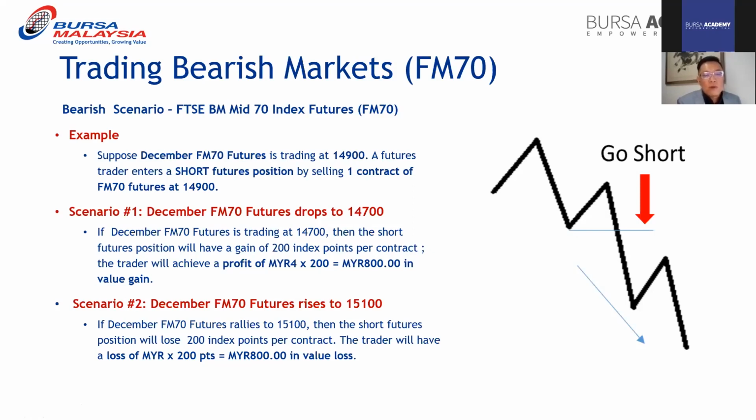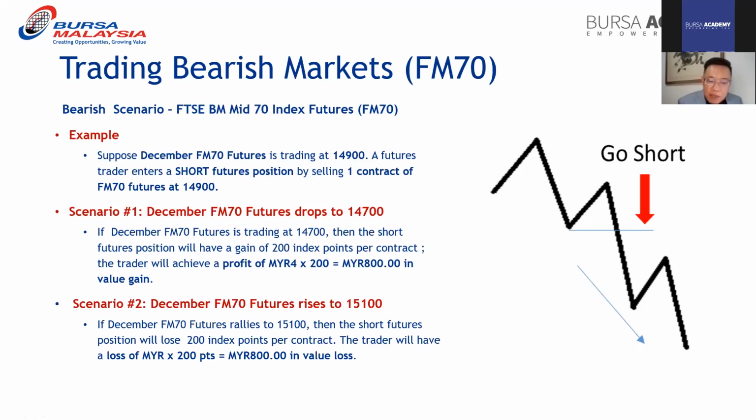So if your view of the FM70 is you are bearish on the FM70, then you could take a position. Let's say, for example, here is December's FM70 futures contract trading at 14,900. You short sold one contract at 14,900 with the expectations that the markets were going down. And if indeed the December FM70 futures contract was to drop to 14,700, you would have made 200 points in difference, 200 index points multiplied by 4, you will get your 800 ringgit in profit, right? So the market actually went down lower. So in terms of shorting a market, when markets go lower, you will make a profit.